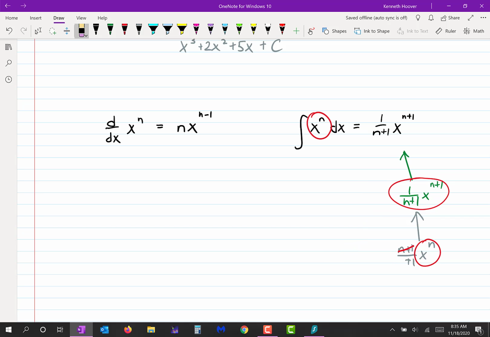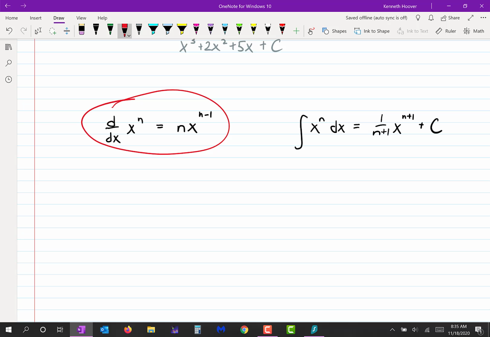Just missing one thing at the end. What is it I'm missing at the end? Plus a constant. And I'm not saying that you pick a constant to put there. I mean you literally write plus c, where c stands for any constant. Okay? So you already knew that derivative. Now you know this integral.